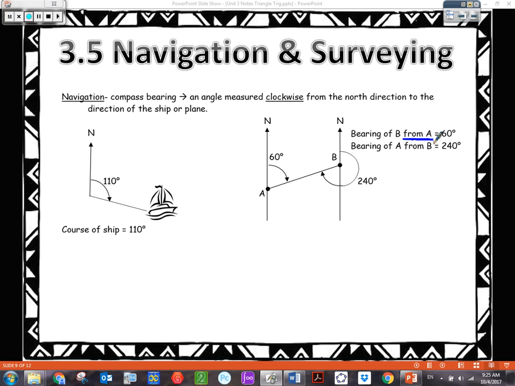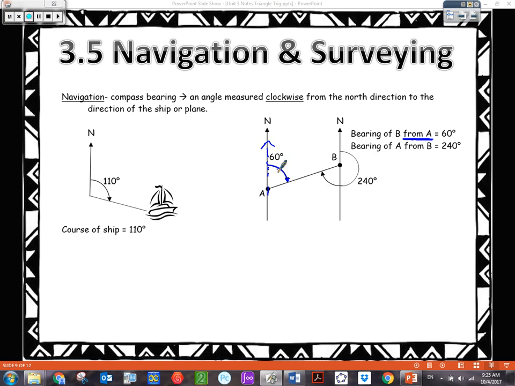So if I want to find the bearing of B from A, I go to the from. Here's my A. I draw a north line. It's drawn right here. Then I rotate from the north line to the path. That is the measurement of the bearing. If I'm measuring the bearing of B from A, then that bearing is 60 degrees.